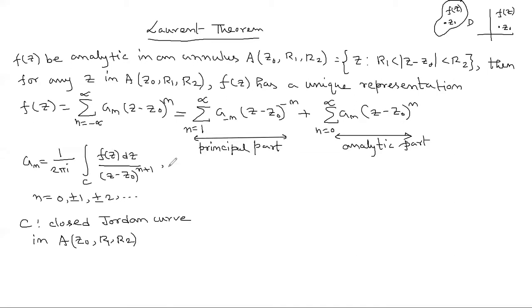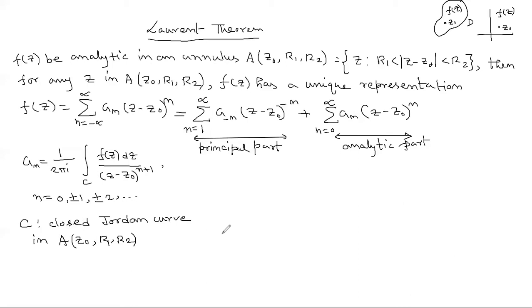Now the coefficients can be determined from this expression, which is given by 1 by 2 pi i, integral over C of f(z) dz by (z minus z0) power n plus 1. Now what is C? C is the closed Jordan curve which is inside the annular region.